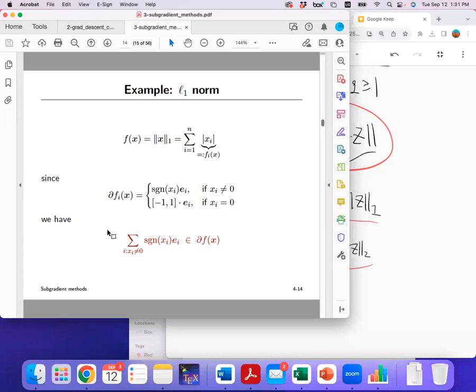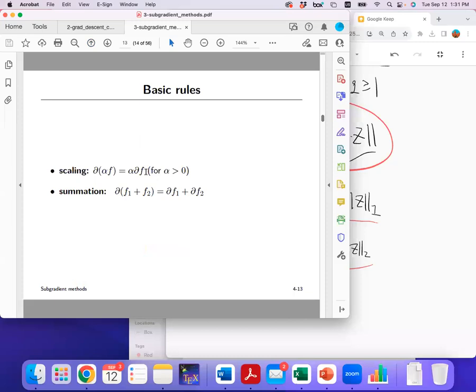Well, f(x) is the L1 norm of x, which is the sum of the absolute values of all the coordinates. We define f_i(x) to be the absolute value of the i-th coordinate. Then f(x) is the summation of all the f_i(x). Then we can utilize this summation rule. We just need to figure out the individual subdifferentials and then sum them up.